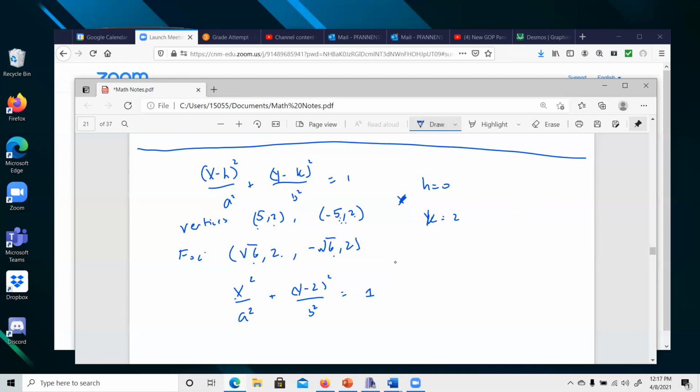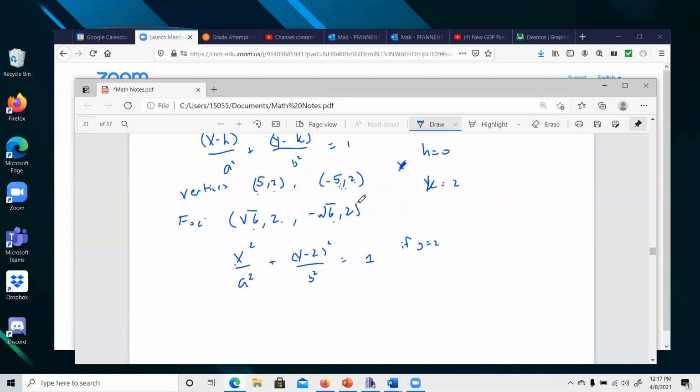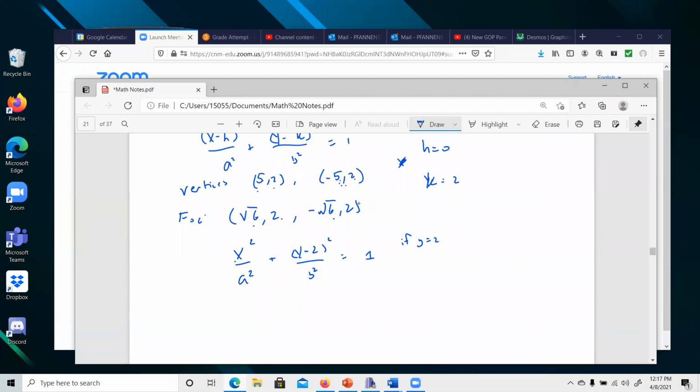If my y happened to be 2, right? If my y was equal to 2, what would happen here? We get x squared over a squared would be 1, and I know that answer is plus or minus 5. Okay, so when I say x squared equals a squared, I know that this answer here is 5 because we're plus or minus 5 away from the center here.